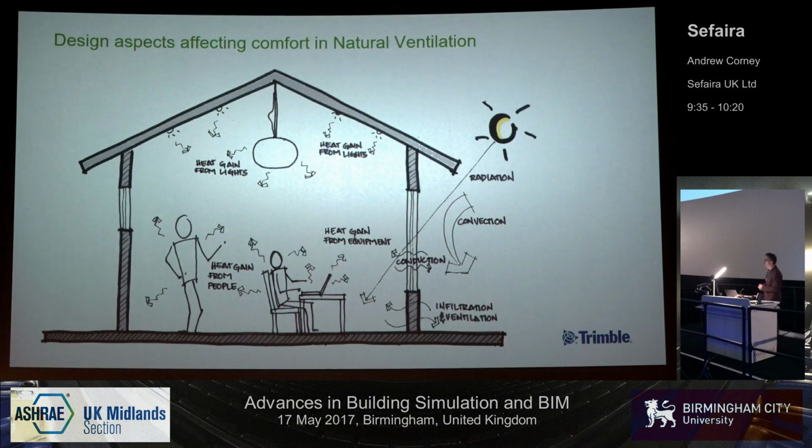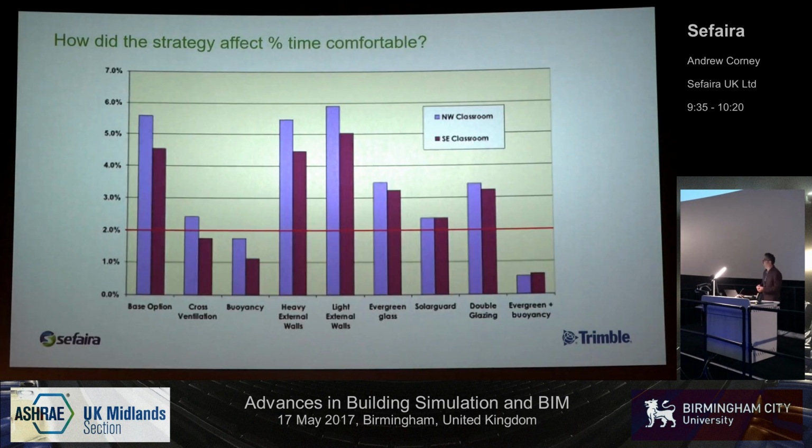Now, when you're designing naturally ventilated buildings, obviously there's a wide range of factors that you need to take into account: heat gain, radiation, convection, etc. And a lot of the time when we talked to people in the industry, we saw people were trying to do these sorts of studies. So I've got a whole lot of different options along the x-axis. How did my strategy affect the percent of time that the space would be comfortable?